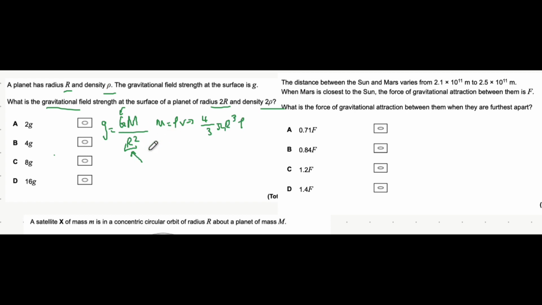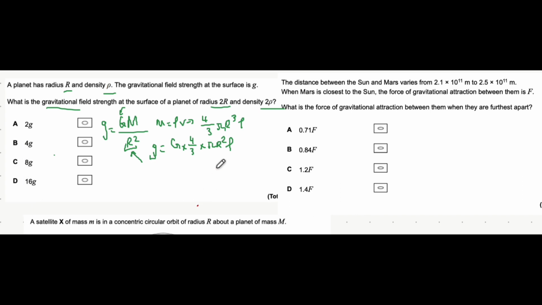Perfect. That means that this equation essentially becomes gravitational constant multiplied by 4 over 3 multiplied by pi r cubed times rho, all divided by capital R. Now r cubed can cancel out with r, leaving you with r squared. I'm just going to tidy this up a little bit, but we can say this is r squared rho. And that's what this g is initially equal to when there's a radius capital R and density rho. But what happens if we double the radius and double the density?